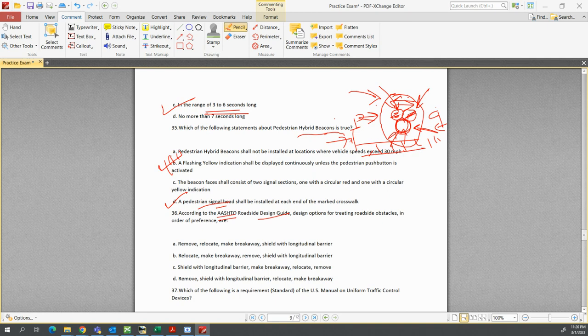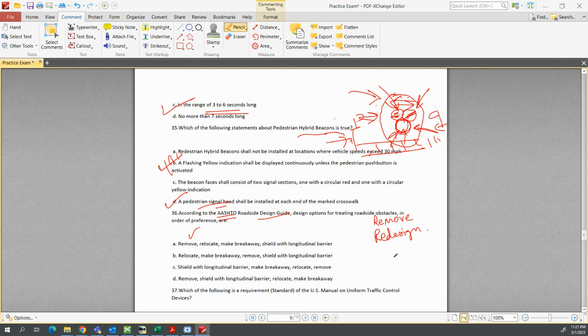So AASHTO has said what should be the order of preference for treating roadside obstacles. The first preference AASHTO gave is to remove the obstacle. Just remove it. The next one is to redesign the obstacle so that it can be safely traversed. That is the second one. So first is remove, then redesign.